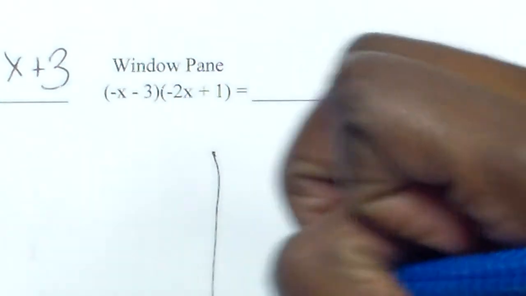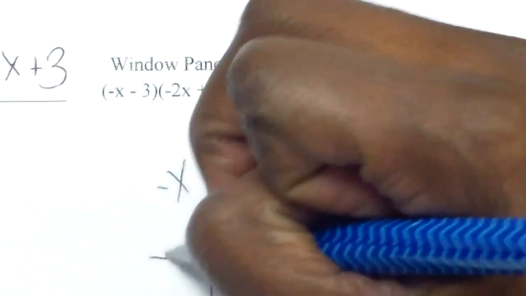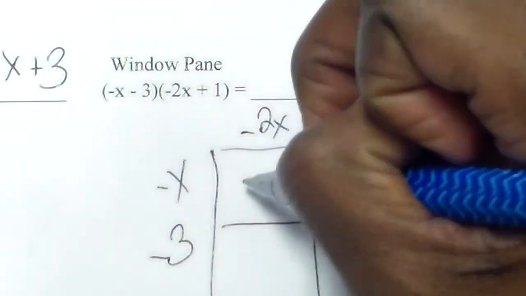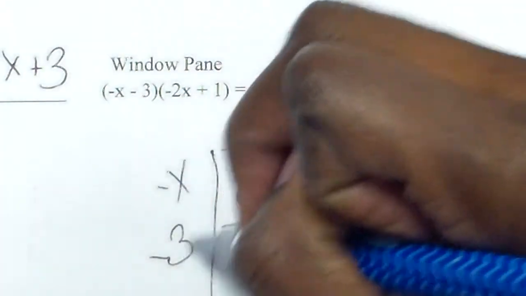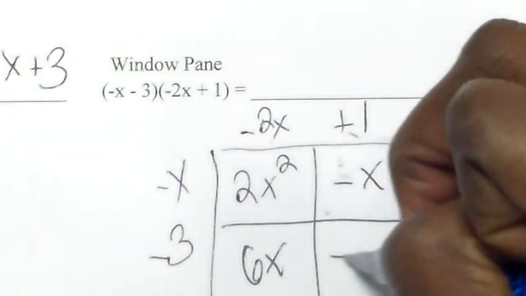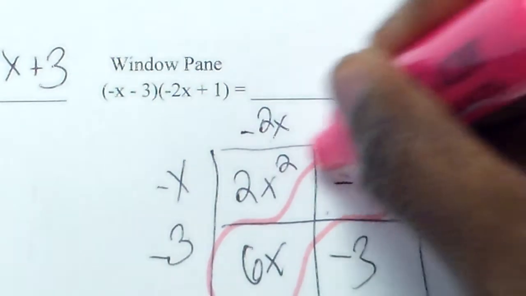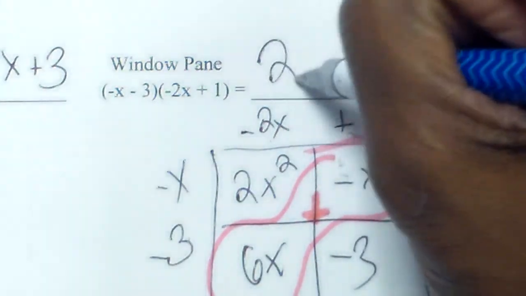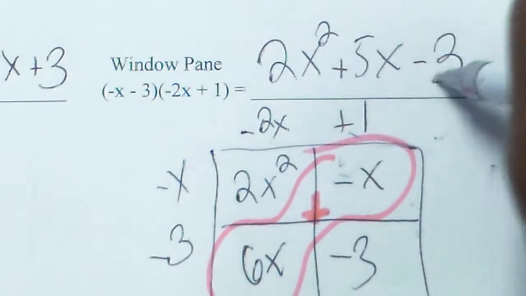Okay, so it should be done. You should have drawn a window pane, with negative x and negative 3, negative 2x and a positive 1. When you multiply two negatives, you should have gotten a positive 2x squared, minus x. Two negatives make a positive 6x, and then a negative 3. Combine your like terms, add them together, and your final answer should have been 2x squared plus 5x minus 3.